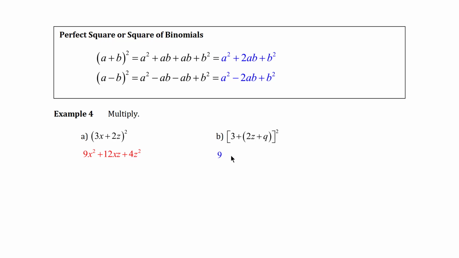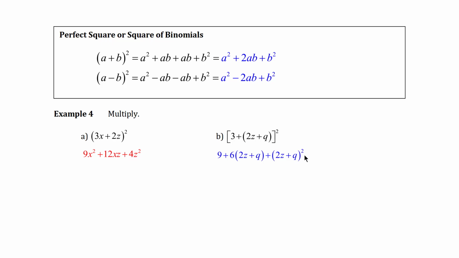The second term is actually a binomial, so when we square this, we write it as parentheses 2z plus q, close parentheses, squared. Now we multiply the two terms together. This would just be 3 times the parentheses 2z plus q, and then we double it. So we get 6 times the parentheses 2z plus q, close parentheses. The result is 9 plus 6 times the parentheses 2z plus q, close parentheses, plus parentheses 2z plus q, close parentheses, squared.